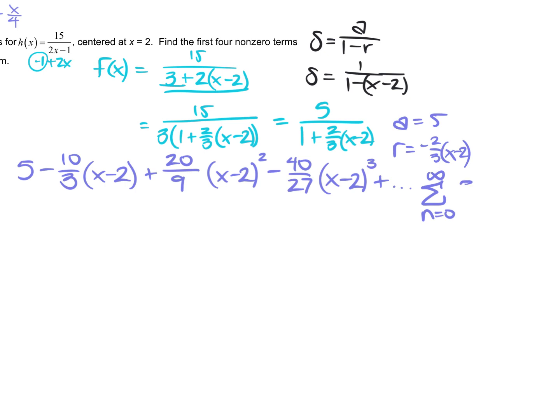5 times negative 2/3 times x minus 2, all raised to the n. I am not simplifying those terms. This is a free response. You don't need to do it. Does the n start at 2, or is it the x that is 2? The x is centered at 2.